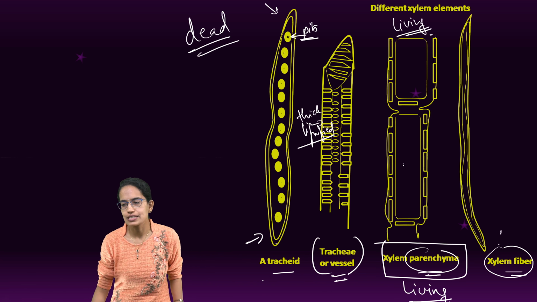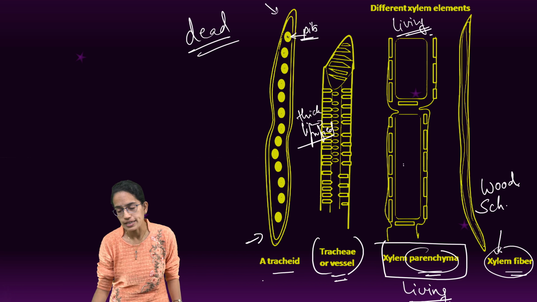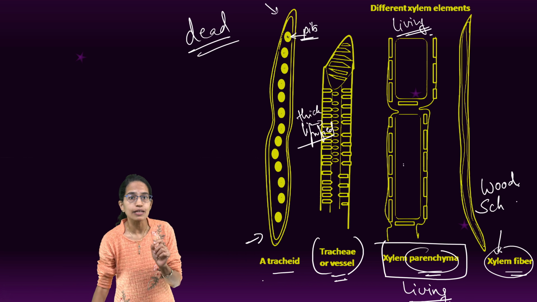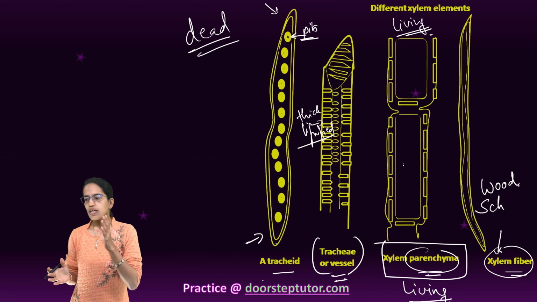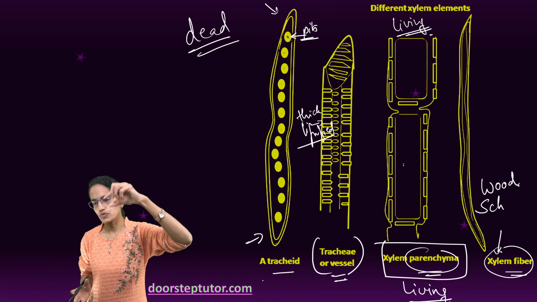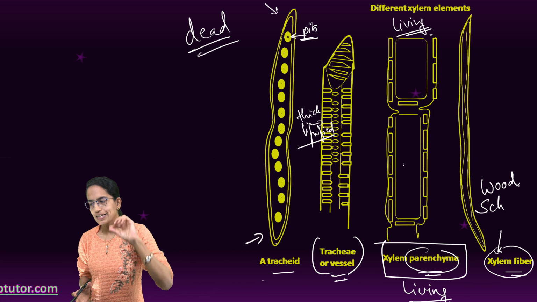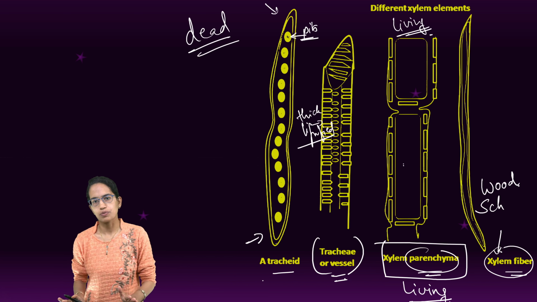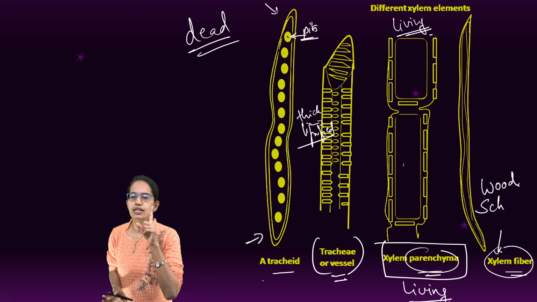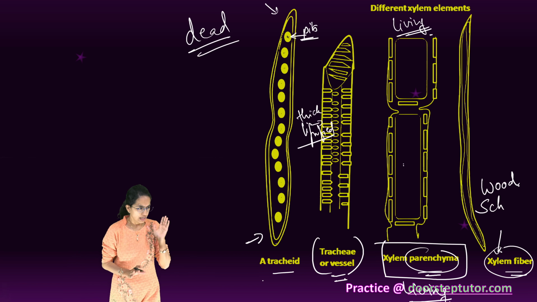The next is xylem fiber. Xylem fiber is also known as wood fiber or sclerenchymatous fiber. Sclerenchymatous meaning it is a little rigid in nature, and as you can see the structure, it is long, narrow, tapering and lignified. The idea of fiber is what? Provide mechanical support. So that is the basic differences and the understanding of the four elements of xylem.